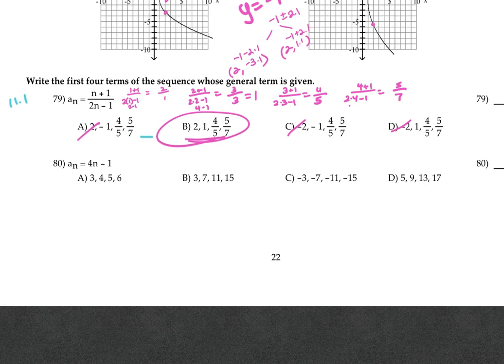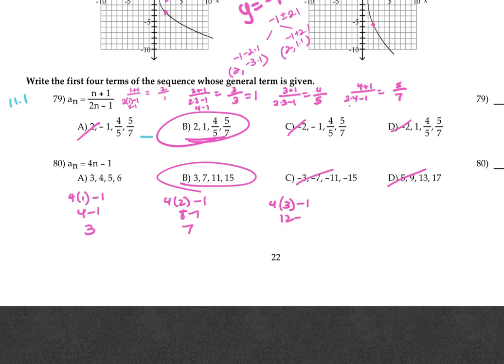For 80, I'm going to do the same thing. Plug in 1. 4 times 1 minus 1. 4 minus 1 is 3. 4 times 2 minus 1. 8 minus 1 is 7. Already can narrow it down. 4 times 3 minus 1 would have been 12 minus 1, which is 11. And 4 times 4 minus 1, 16 minus 1, which is 15.